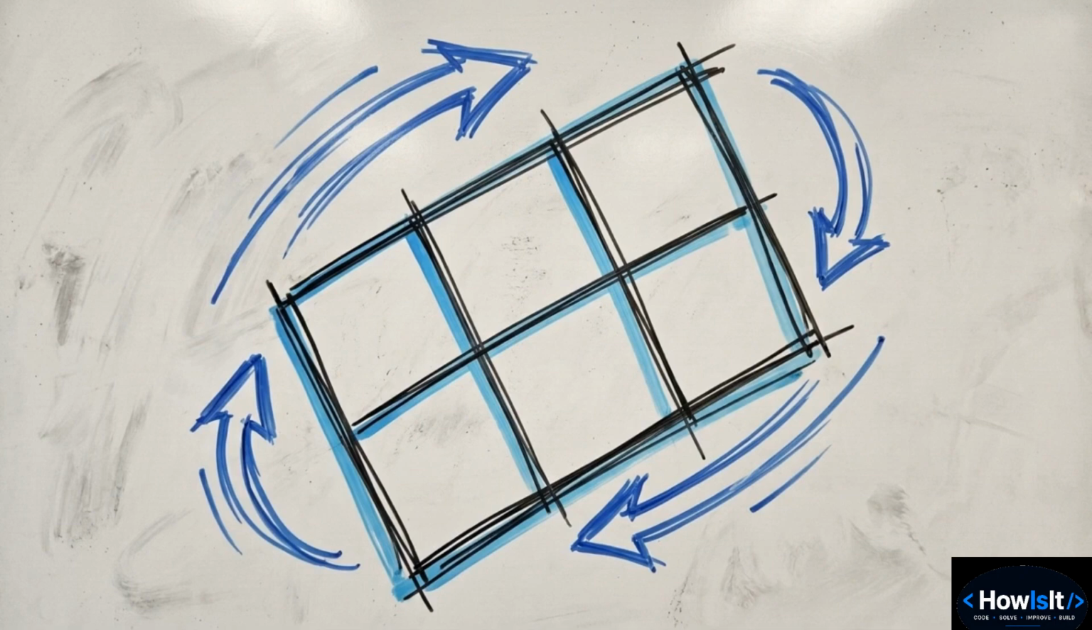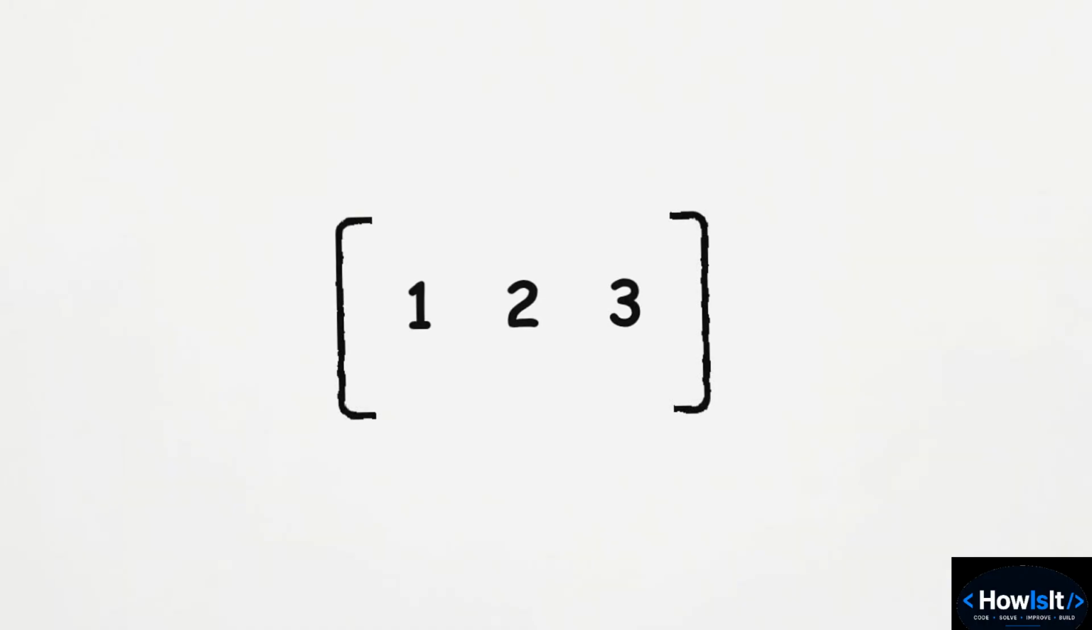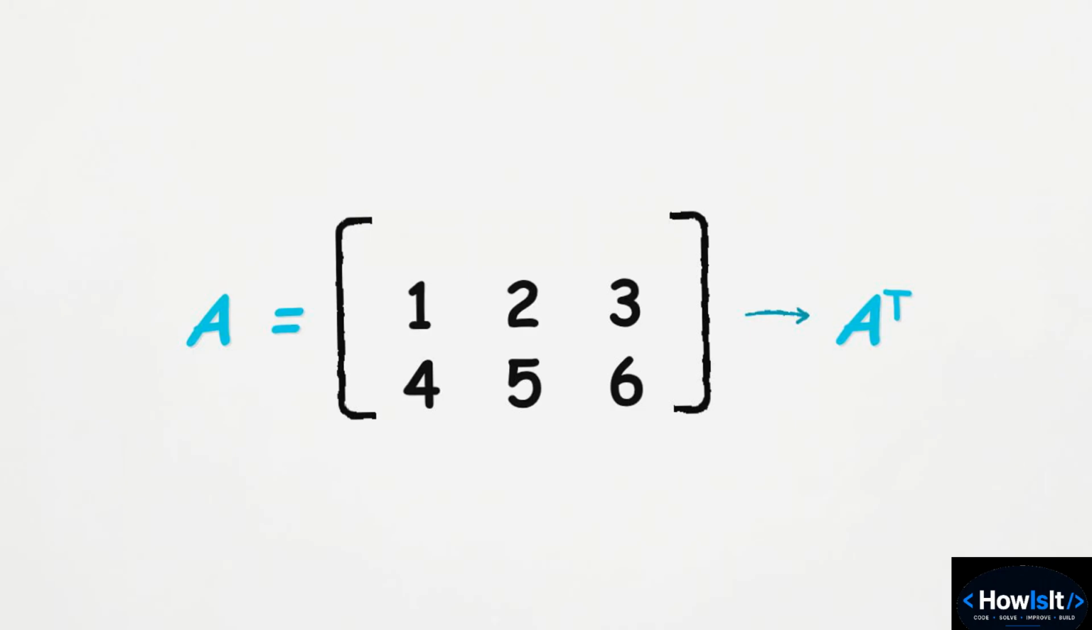If you take a matrix and flip it so its rows become columns and its columns become rows, you have performed a matrix transpose. This standard matrix has 2 rows and 3 columns, filled sequentially 1 through 6. Locate the top horizontal row, 1, 2, 3, and the bottom row, 4, 5, 6. We call this matrix A. To transpose it, we write A with a superscript capital T.